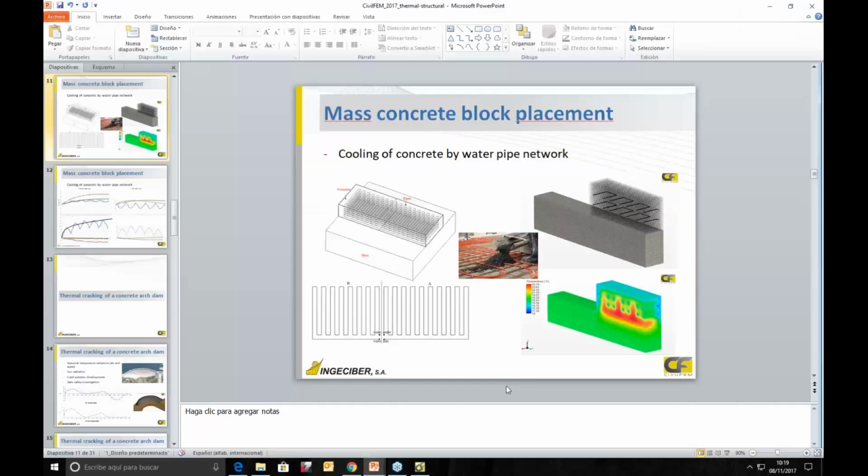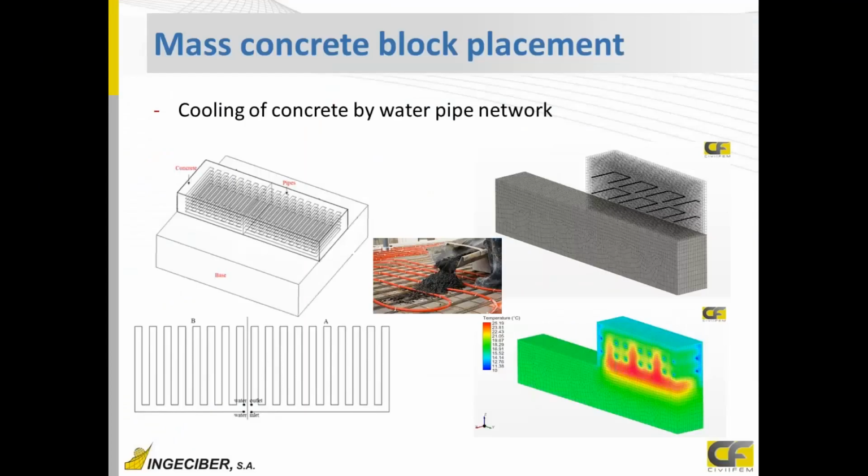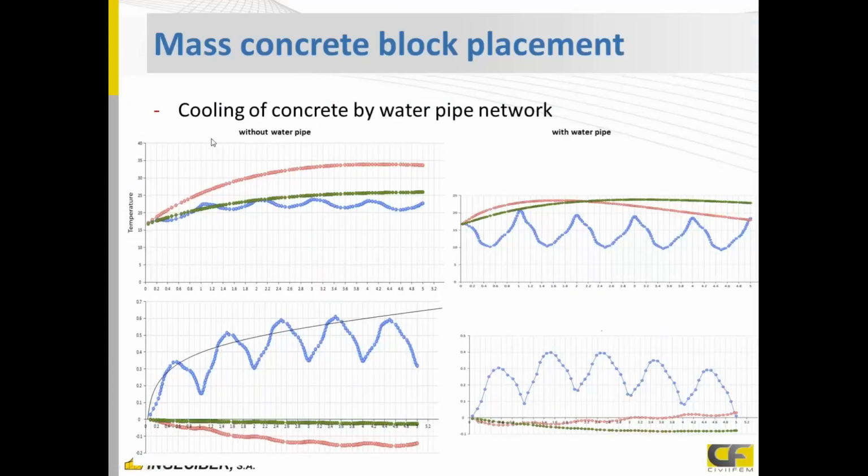But we can go to the PPT file. Let's see the comparison. This is without water pipe, and we can see temperatures reaching about 35 degrees, and this is with water pipe. We can see that in the middle was the highest temperature in the previous model, and now the temperature goes below. These are the temperatures, and these are the stresses that, of course, are under the stress limit.